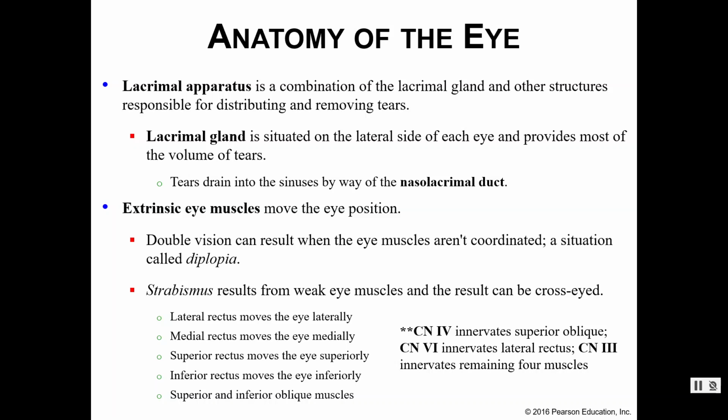That is 30%. Y'all, 30% of your cranial nerves are devoted to your eyeballs, okay? That's pretty significant. That should tell us that our vision and our eye movements are pretty darned important.